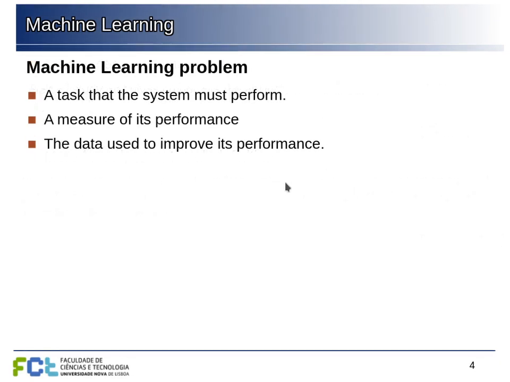And these would be basically the three things that we need to define in order to completely specify a machine learning problem. What is the task we must perform? How can we measure its performance? And what is the data we are using to improve the performance of the learner?